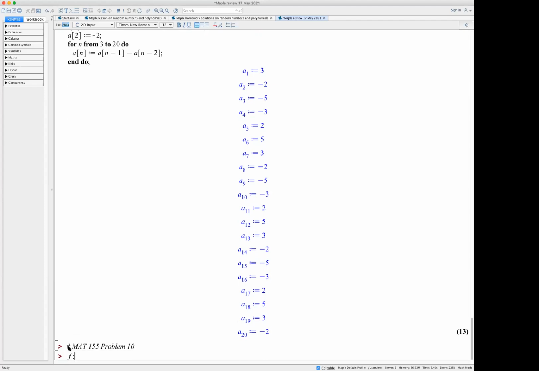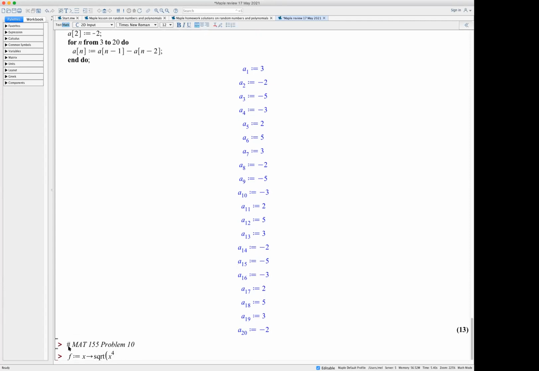So we have this function. f of x is the square root of x to the fourth minus 7 times x squared plus 17.